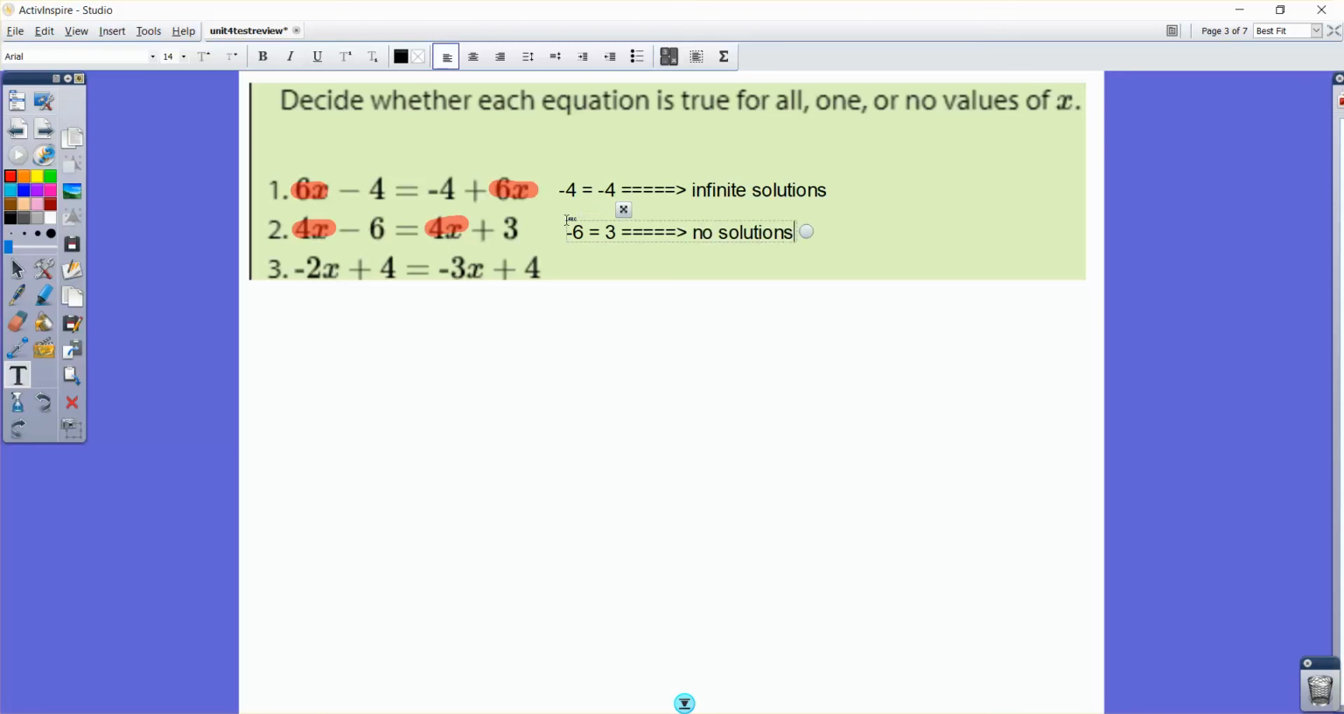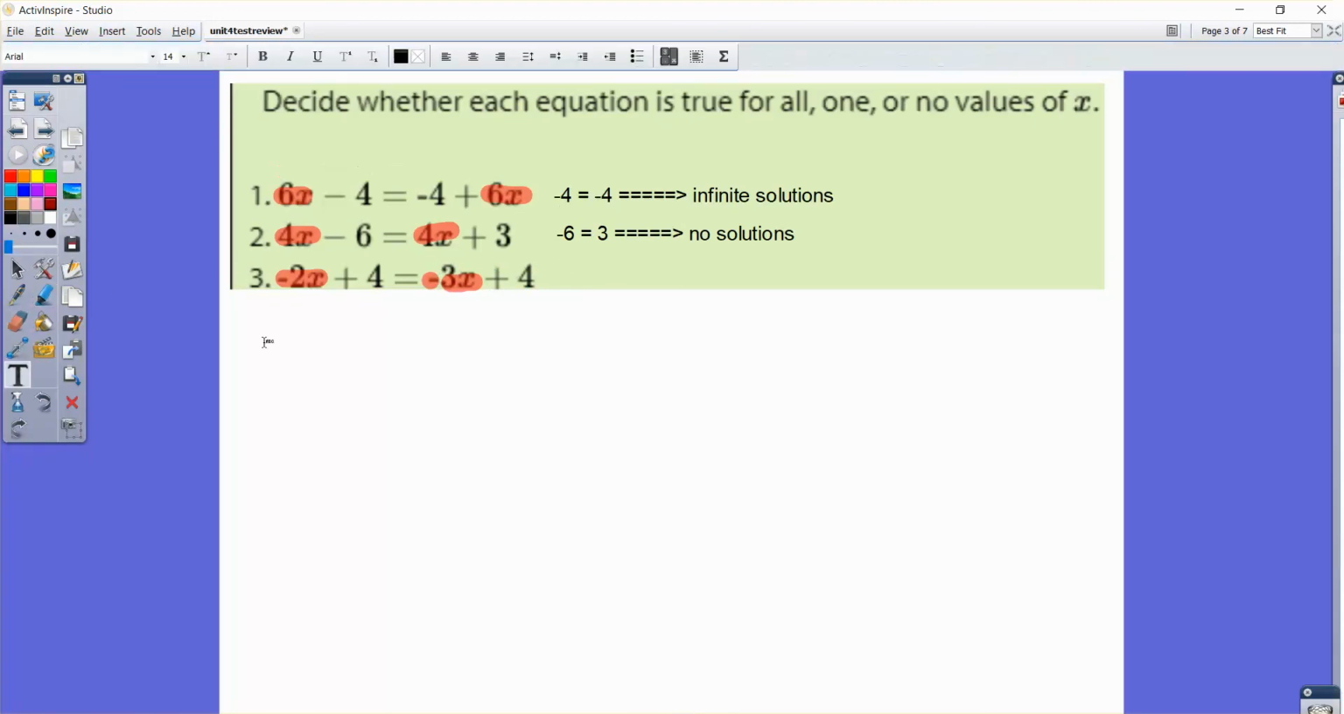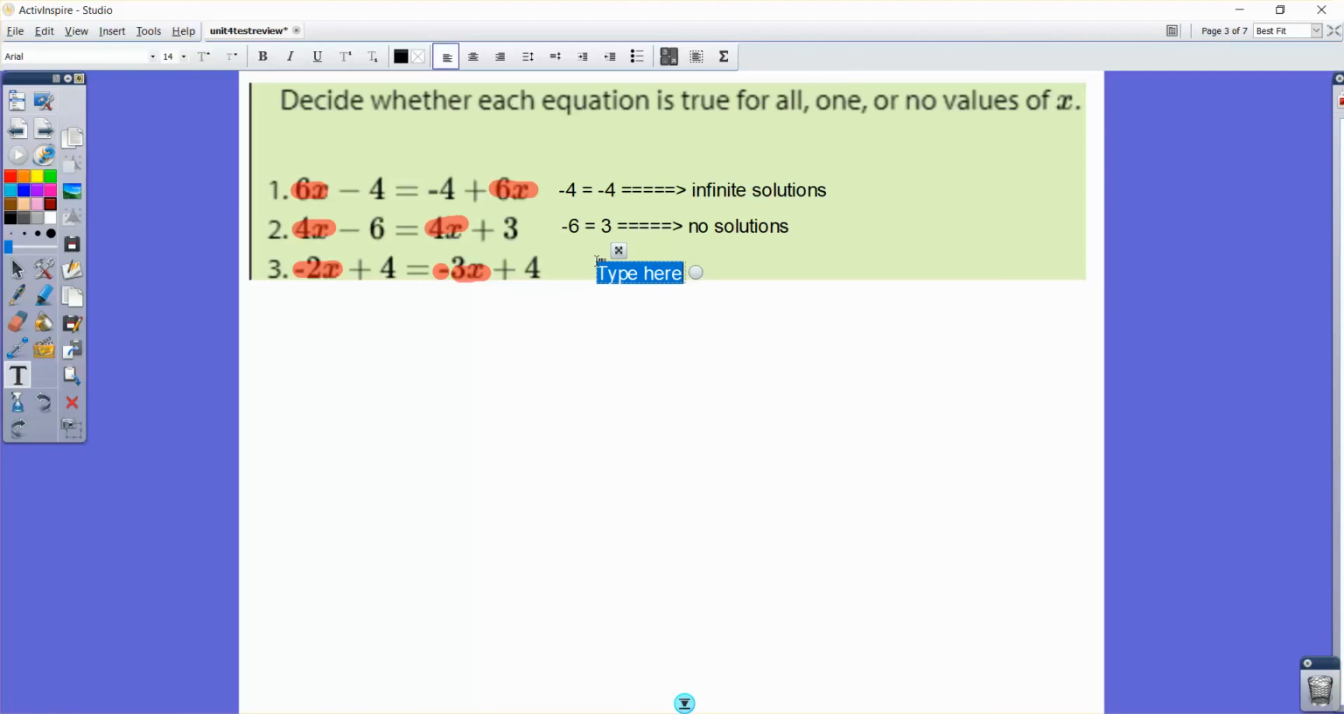Okay? So remember, in math class we call these identities and contradictions. If you end up with an identity, that means that you have infinite solutions. If you end up with a contradiction, you end up with no solutions. But with the third one here, because we have negative 2x here and we have negative 3x here, and there's no further simplification that you can do, that means that you're going to have a unique solution for this one when you simplify it out. So in this case, this will be one solution. We don't have to solve this particular question, but just for future reference, the solution is actually x equals 0, if you're curious. Okay, now, next problem.